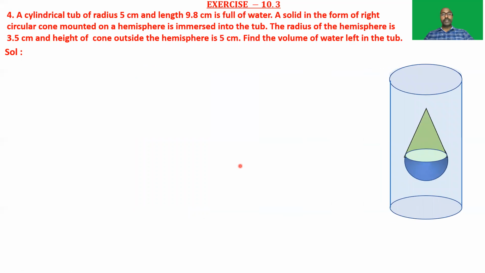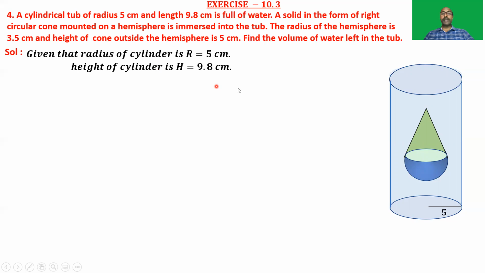Okay, so it's given that the radius of the cylinder is capital R, as there are two radii which are different. So we have taken here the radius as capital R. So the radius of the cylinder, capital R, is equal to 5 centimeter, which is given in the problem, and also the height of the cylinder is given as 9.8 centimeters. So here we are taking the height of the cylinder as capital H, which is equal to 9.8 centimeter.